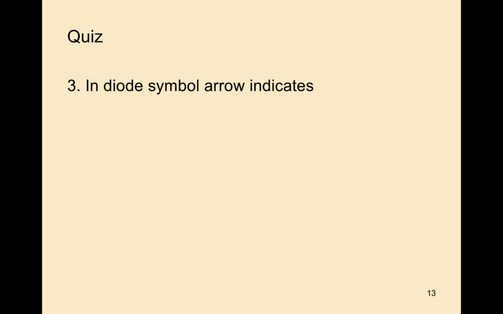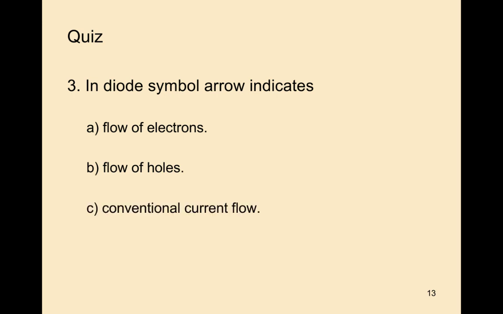In a diode symbol, the arrow indicates: first, flow of electrons; second, flow of holes; third, conventional current flow. In a diode symbol, what does the arrow indicate? From these options the correct answer is conventional current flow, that is option C. In a diode symbol, the arrow indicates conventional current flow. These are some simple quiz questions.